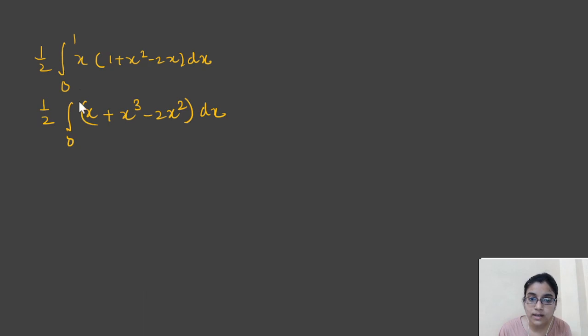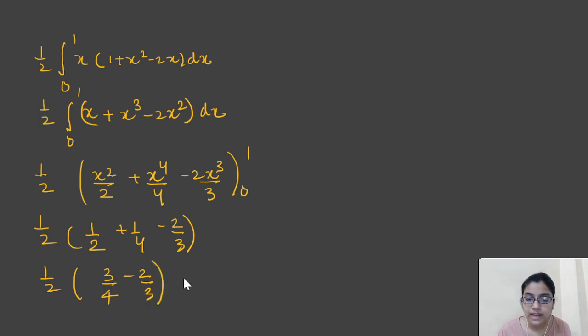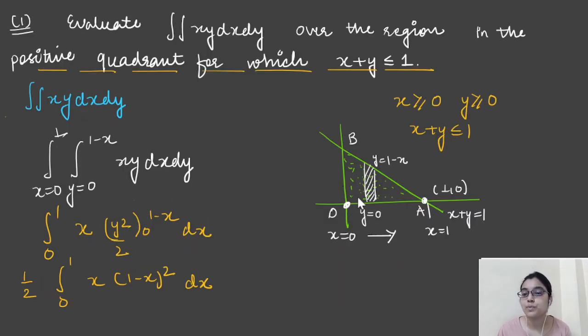From 0 to 1, you integrate it: x square by 2 plus x to the power 4 by 4 minus 2x cube by 3, from 0 to 1. It came out to be 1 by 2 plus 1 by 4 minus 2 by 3. So this is 3 by 4 minus 2 by 3, and solving it, it is 9 minus 8 over 12, which is 1 by 24. So the answer for this question came out to be 1 by 24.